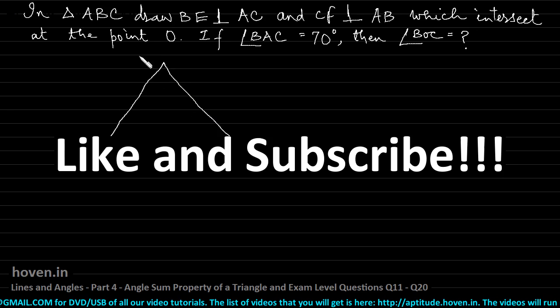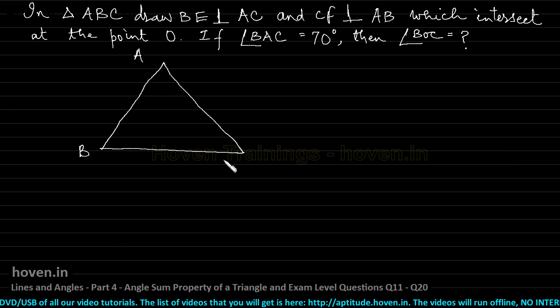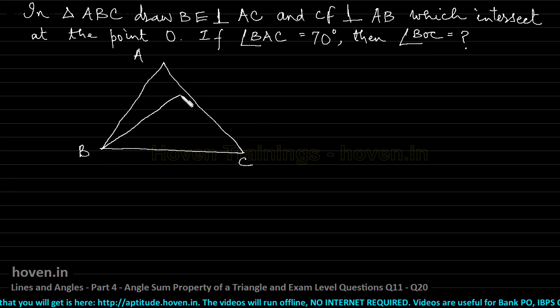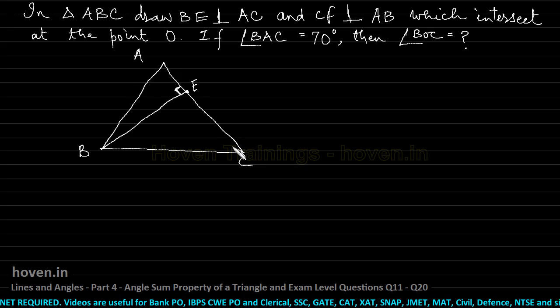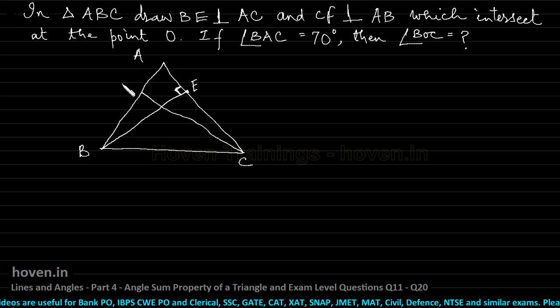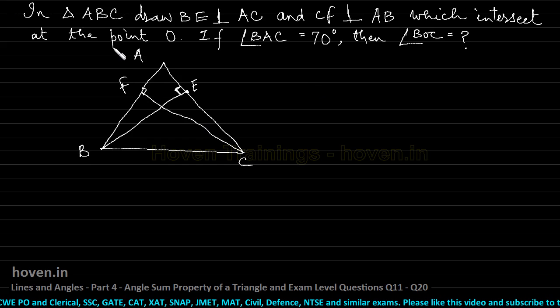So a roughly drawn triangle ABC. Draw BE perpendicular to AC. This is AC, this is B. Therefore, a perpendicular drawn like this will create a point E here, and this square means that this angle is 90 degrees. And CF perpendicular to AB. This is AB. So our CF will be like this, and it is perpendicular to AB, which intersects at the point O. This is the point of intersection. Let us label it as O.